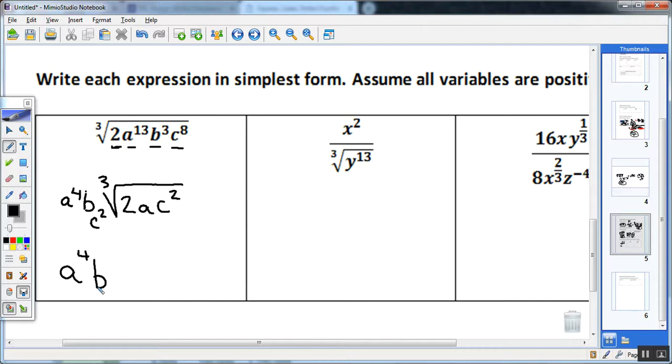3 goes into 3 1 whole time. Where'd the c to the second come from? C going into 8. No. 3 into 8 how many whole times? Okay. Now, 2. Why did the 2 stay underneath the root? Just because you can. There's no perfect cubes to take out of 2.